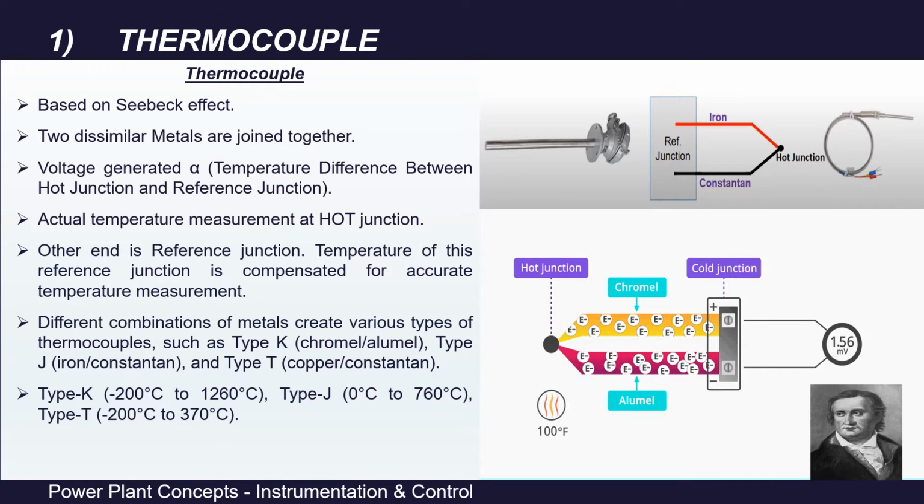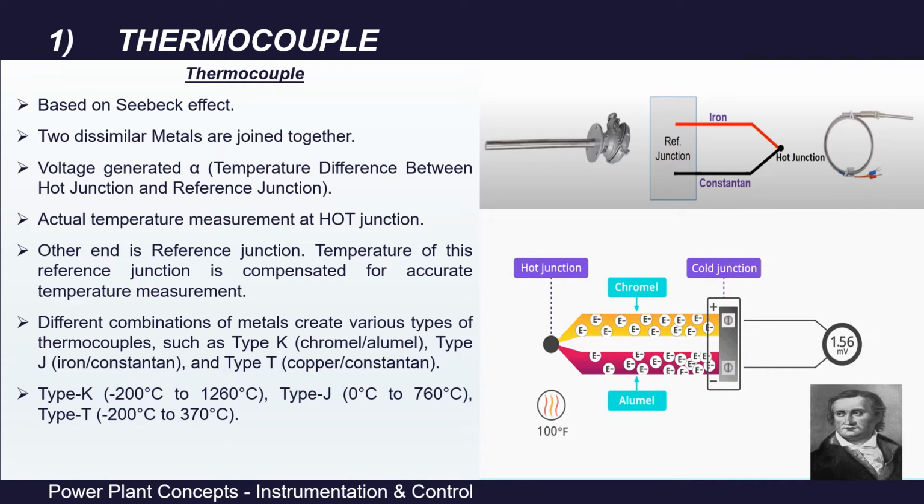Different combinations of metals create various types of thermocouples, such as type K, which is chromel aluminum, type J is iron constantan, and type T is copper constantan. The measurement range of these K type, J type, and T type thermocouples is also different. For example, type K, made from chromel and aluminum, can be used from minus 200 degrees centigrade to 1260 degrees centigrade, whereas type J is suitable for 0 to 760 degrees centigrade, and type T is best suited for minus 200 degrees centigrade to 370 degrees centigrade.